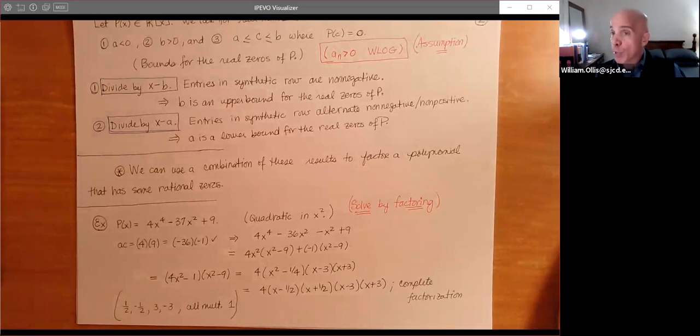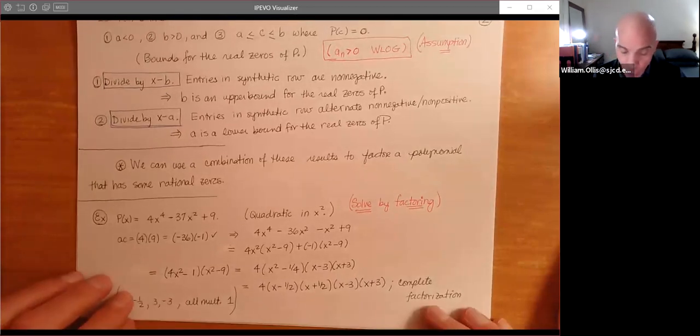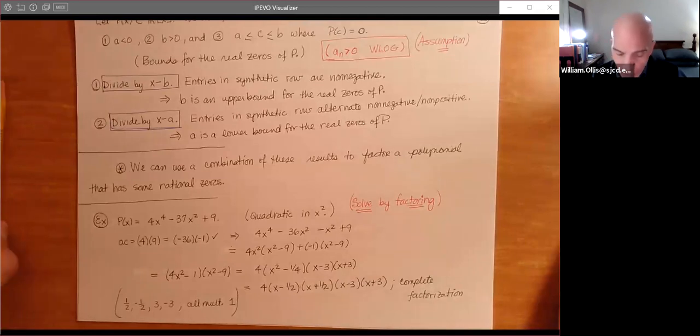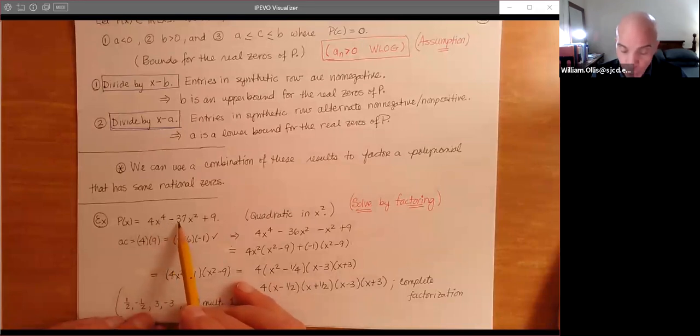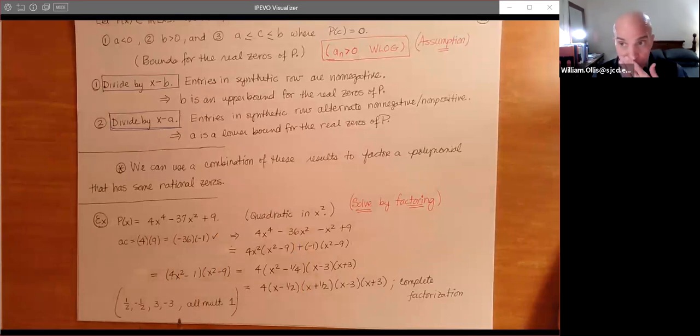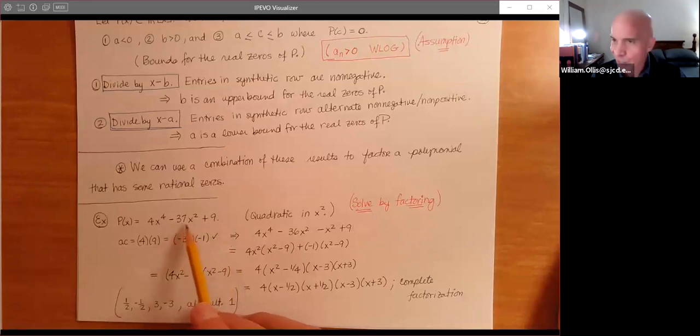Say you have a 4th degree polynomial. This is a real polynomial. And when we look at this, we have 4x to the 4th minus 37x squared plus 9. Again, this is quadratic in x squared. And so I've written over here in red, solve by factoring. Now, apply these results that we've just discussed when you need them. Because when you look at this, that's a quadratic equation, basically. It's quadratic in x squared. So I think I can factor it.